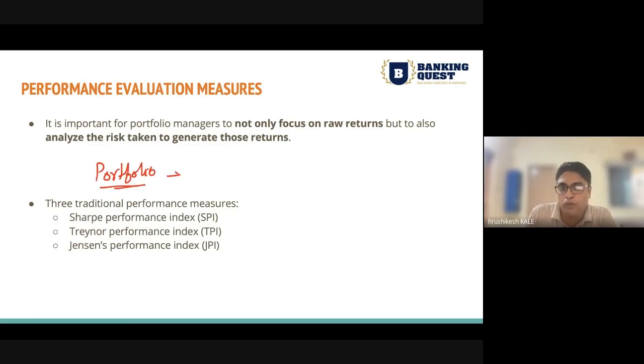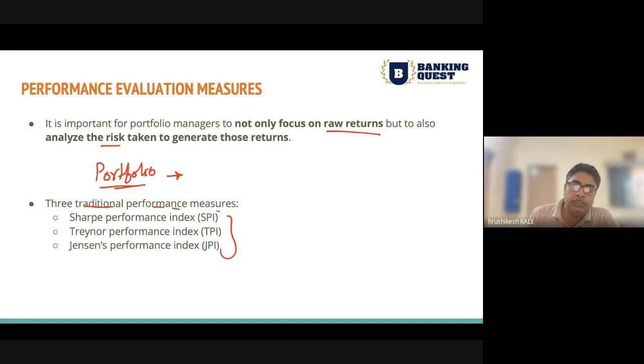When we study portfolio management, we need to find out whether the portfolio manager is giving justice to the fees which we are paying. We should not focus only on raw returns, but analyze the risk taken to generate those returns. And how do we try to judge that? These are some traditional performance measures.